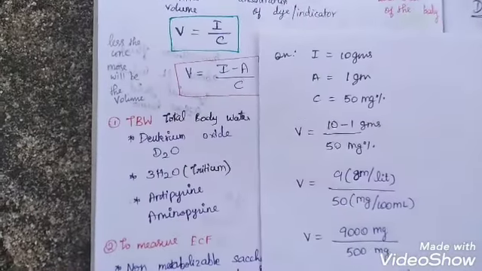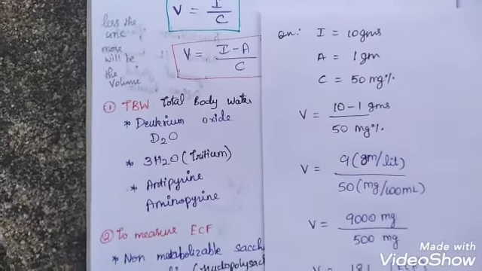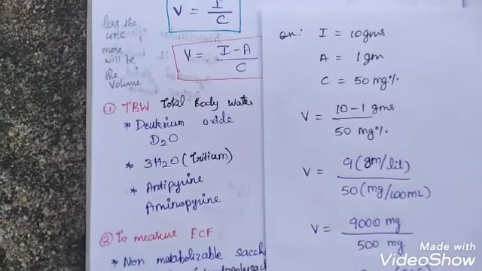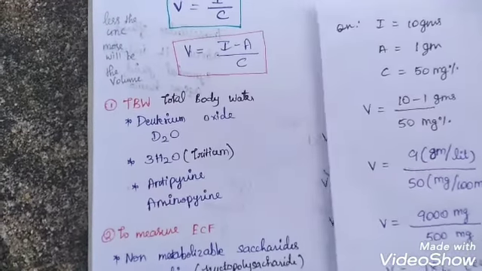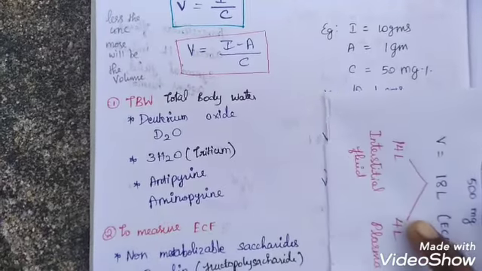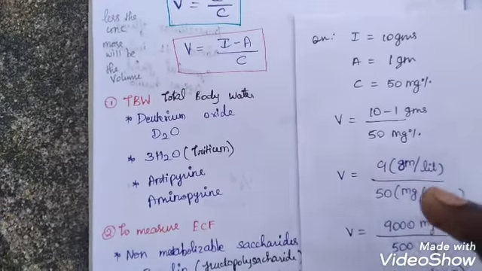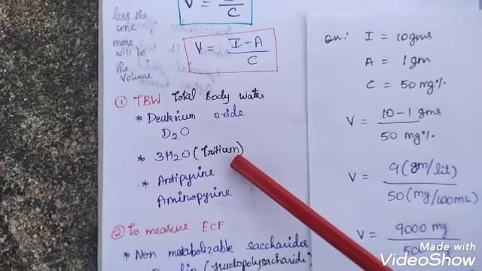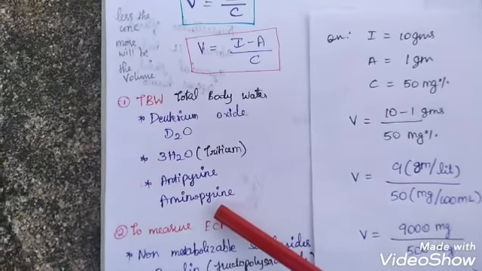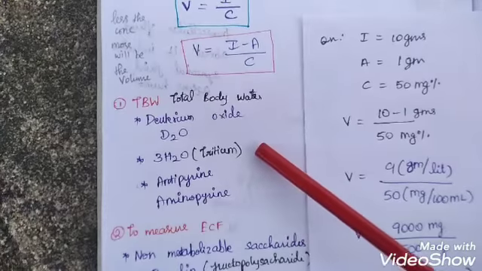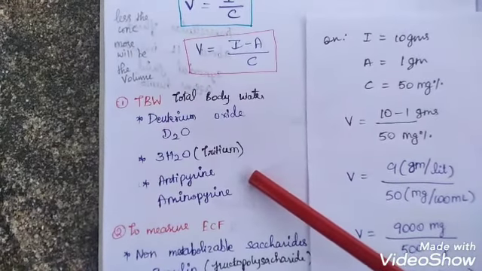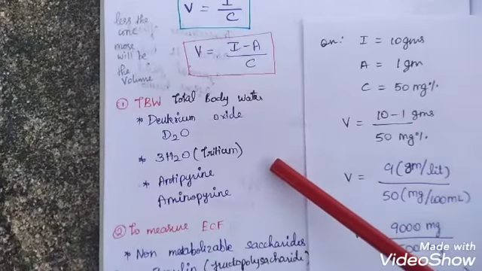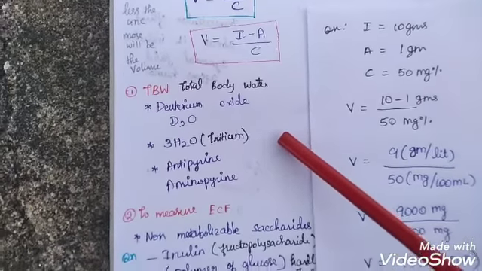So what are the dyes we use to measure the body fluids? To measure total body water, the dyes used are deuterium oxide, tritium, antipyrine, and aminopyrine. So these dyes are injected into our body. The dye spreads all over the body, and we can measure the total body water.